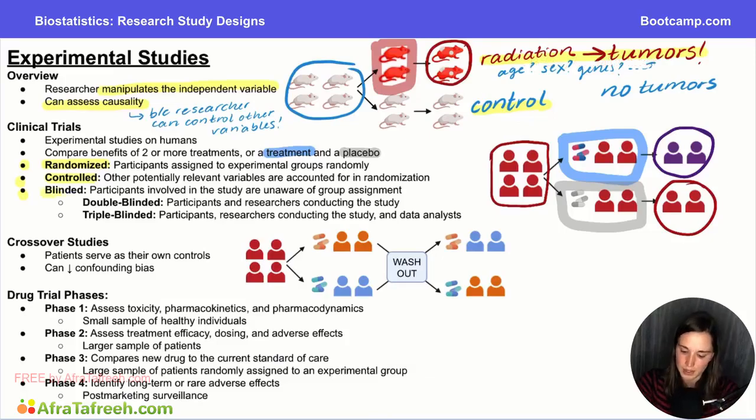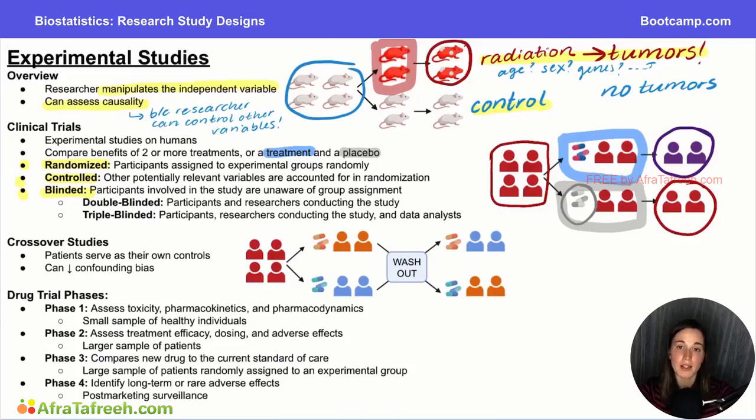Now, in a blinded study, participants that are in the study don't know which treatment group they've been assigned to. Usually that's done by ensuring that your placebo group still thinks that they're participating in some kind of treatment. So they might take a pill, but the pill is just a sugar pill and doesn't actually have any of the therapeutic compound in it.